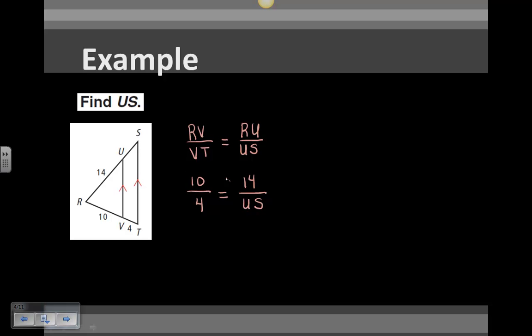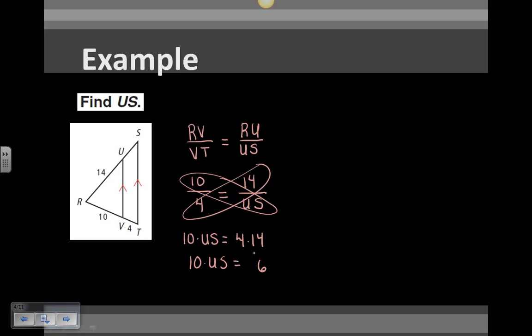When we cross multiply, we end up with 10 times our segment US is equal to 4 times 14. So that's 10 US is equal to 56. Then divide both sides by 10, and we get the value of US is 5.6 units.